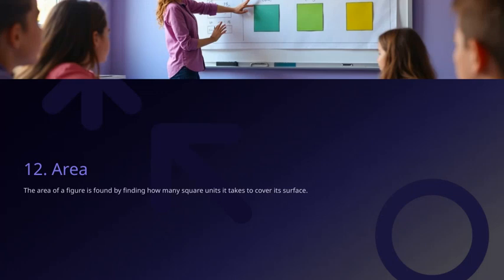Let's talk about the area of a figure. The area is essentially a way to measure how much space the surface of a shape covers. To find it, we look at how many square units it takes to completely cover that shape. Think of it like covering a tabletop with tiles. Each tile is a square unit, and the total number of tiles needed tells us the area.